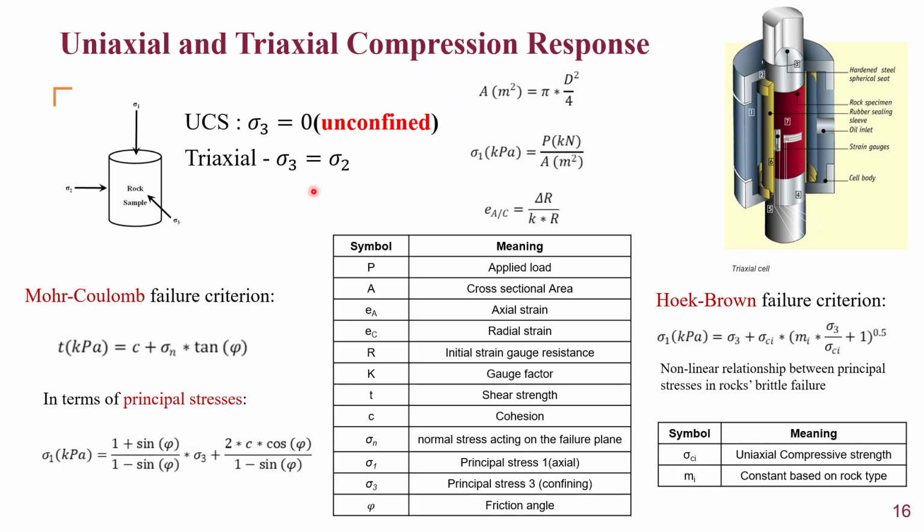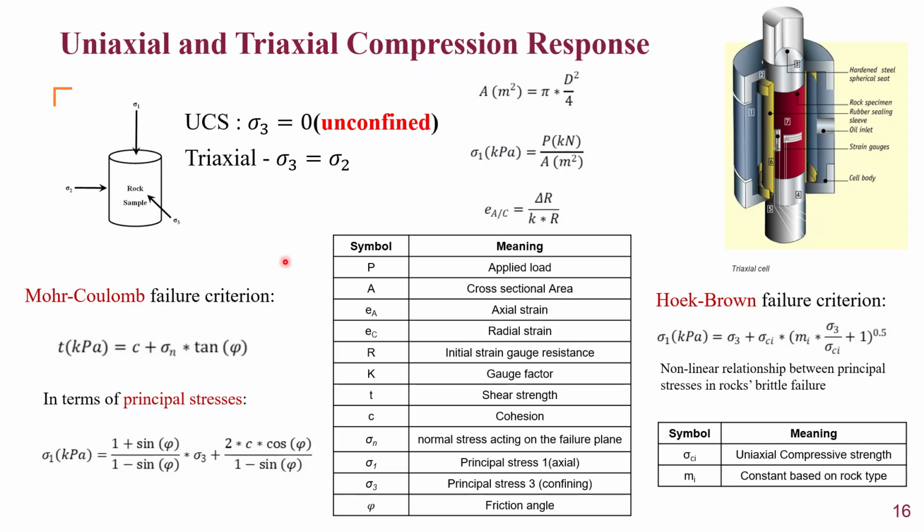Now, as we are doing these compression tests, we are expecting the rock to fail. There are two main failure criteria that are considered: the Mohr-Coulomb failure criterion and the Hoek-Brown failure criterion. I'll explain both of them and then focus on the Mohr-Coulomb failure criterion.